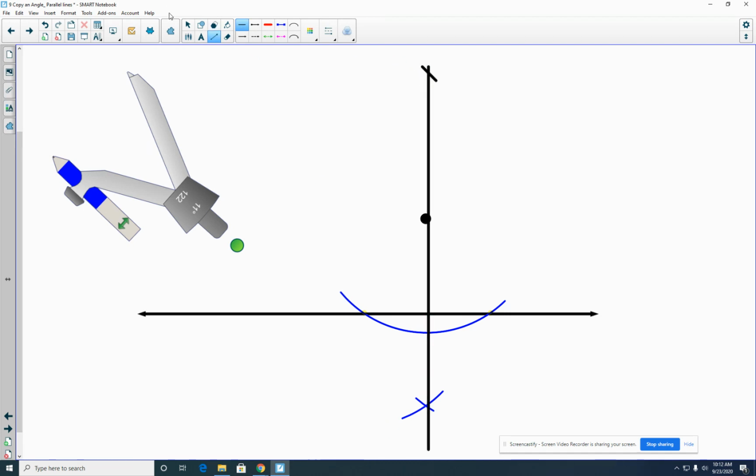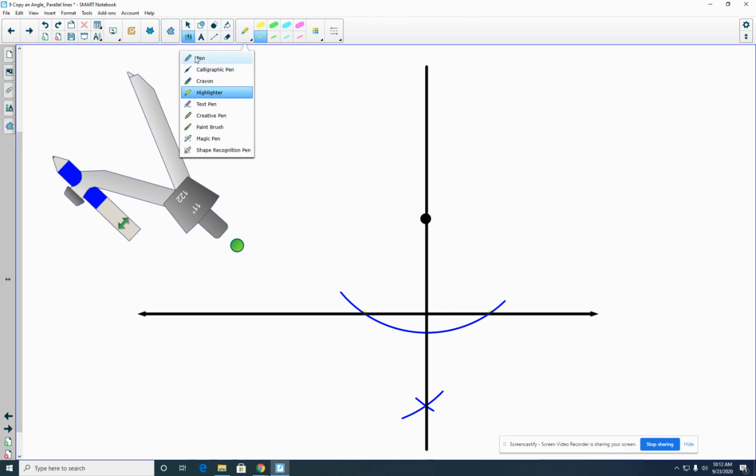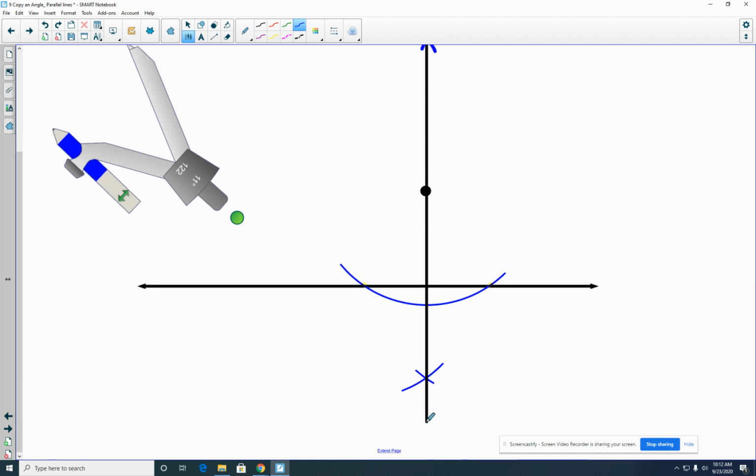You want to get in the habit, and I've said this numerous times now, make sure that line, when you draw it in, goes way past the point. It's also a line, so it needs arrows. So we have an arrow here and an arrow here. Okay, so now these two lines are perpendicular.